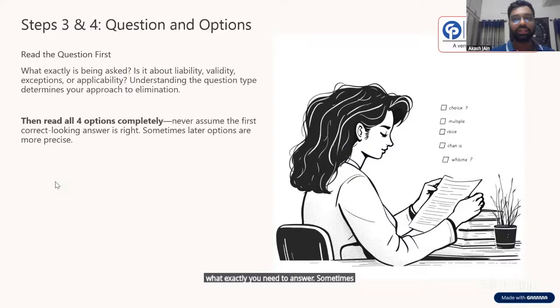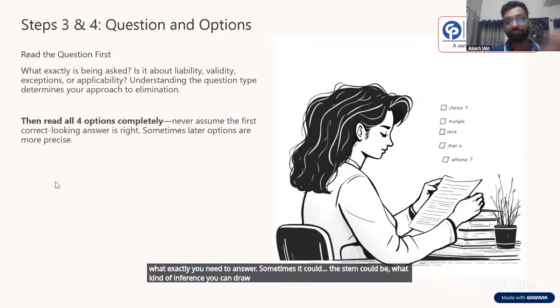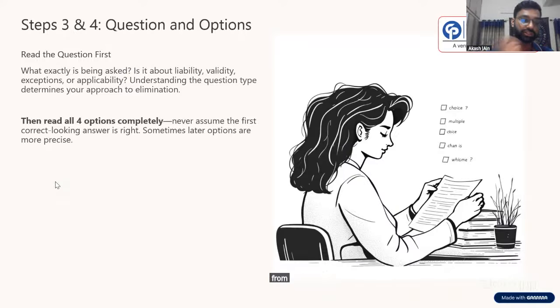Sometimes the stem could be what kind of inference you can draw from the passage, from the author's tone, right?